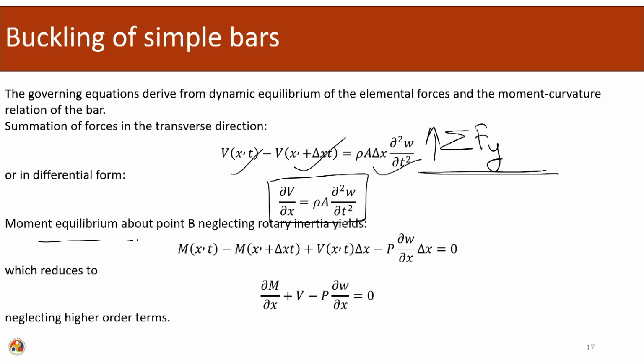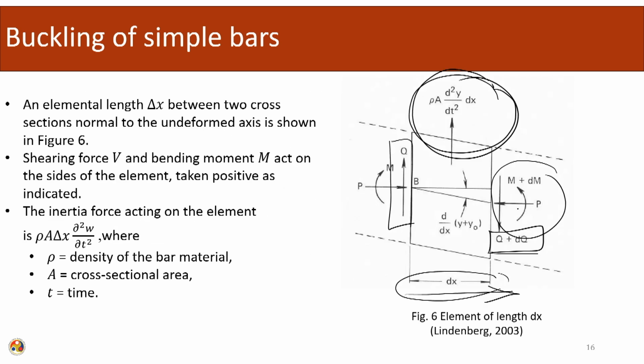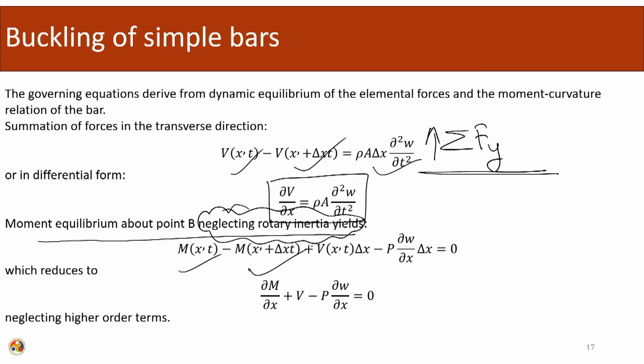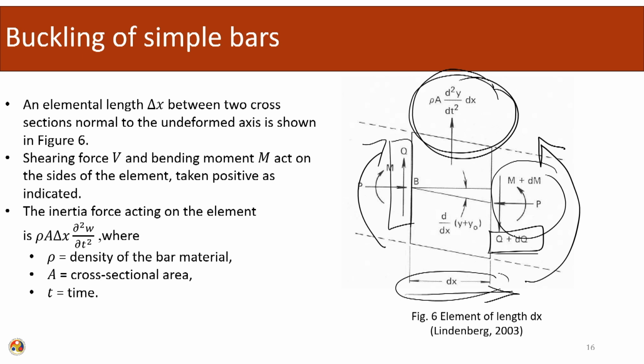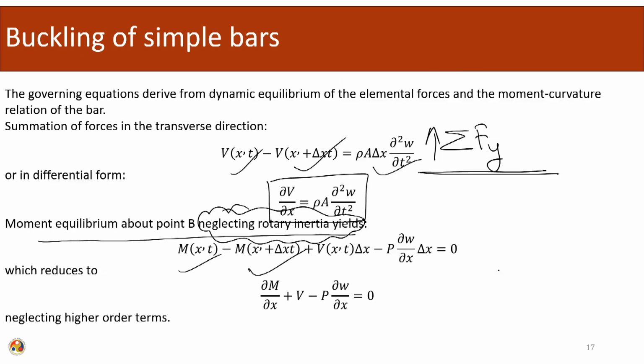After that we wrote down the moment equilibrium about point B. Here we are neglecting the effect of the rotary inertia. So, moment is acting in this fashion. These two components of moment come out to be here. After that we are taking moment about this point. So, the shear component will act here.